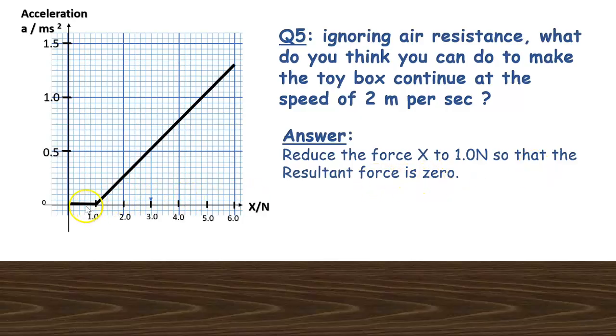Now take note, when the object is not moving and if X equals 1 Newton, there is no resultant force, it will not move. But when the object is already traveling at a speed of 2 meters per second at time t equals 6 seconds, when you reduce the magnitude of X to make the resultant force 0, the object does not stop. It continues to move in a straight line at the speed of 2 meters per second.